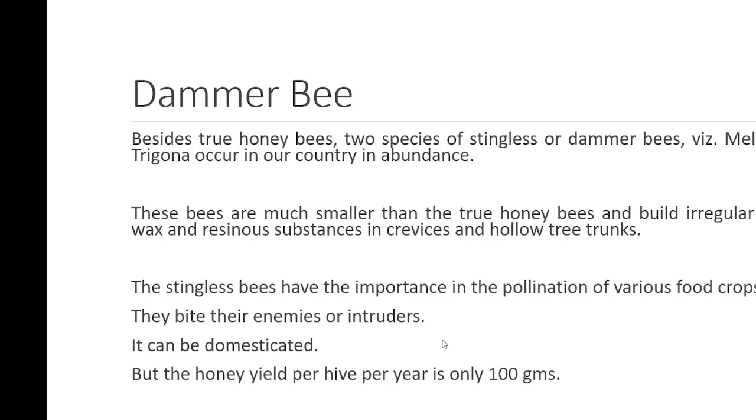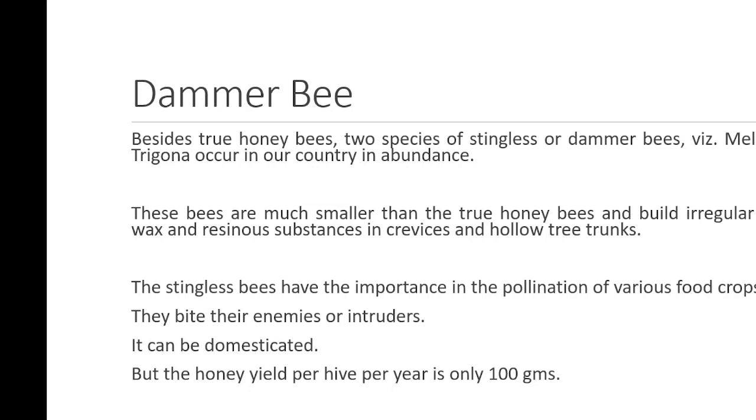So stingless bees have an importance in pollination of various food crops also. That is their importance. They bite their enemies, but they are not very harmful, and they can be domesticated. But the yield of honey per hive per year is very low, only 100 grams. Earlier, in the Indian honeybee, it is 8 kilogram. In the case of dorsata, it is 36 kilogram. So here you can see why farmers are not preferring them. They produce only very little honey.